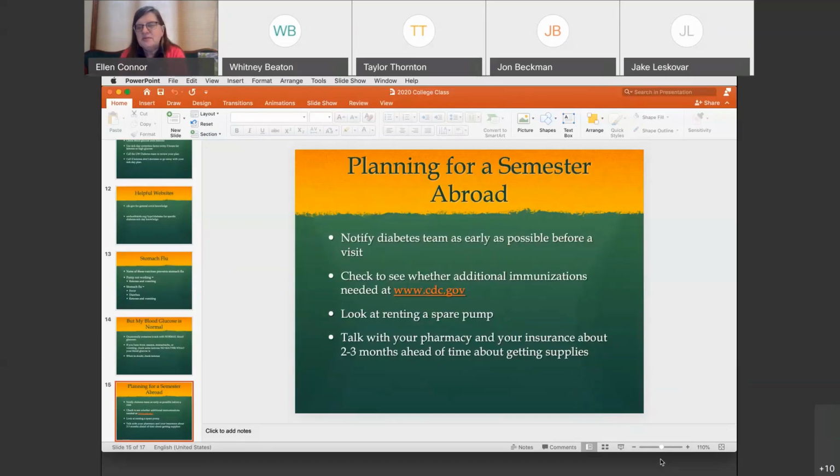get things. We don't usually recommend getting the bulk of your supplies from Europe or from any other part of the world, because they have other strengths of insulin besides the U100 used in the United States. And some of the markings and some of the other supplies that you're accustomed to may not be available. So you just want to take those things with you.